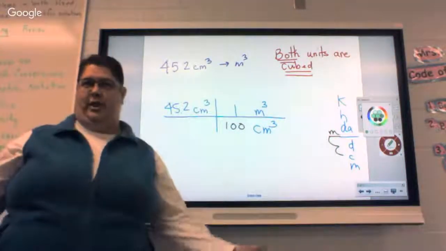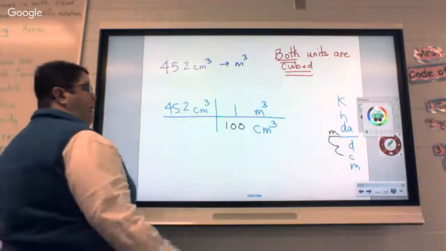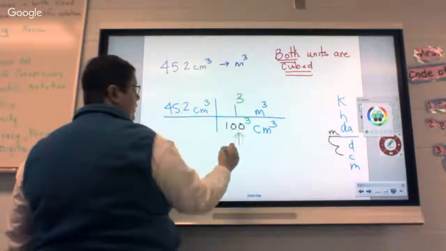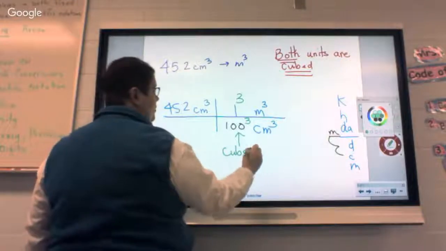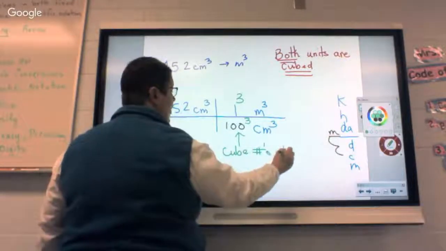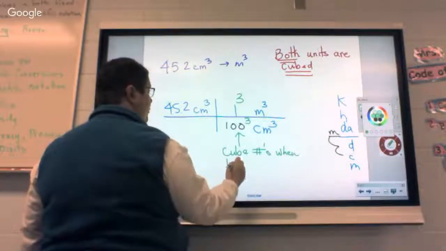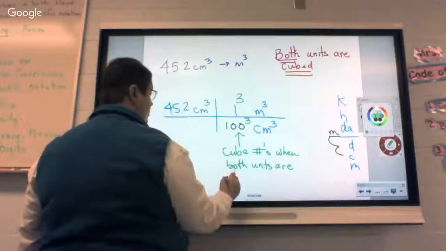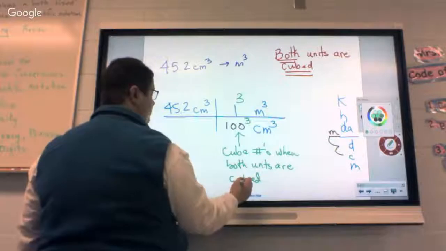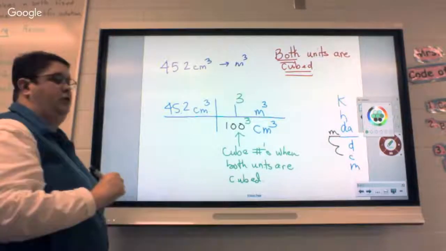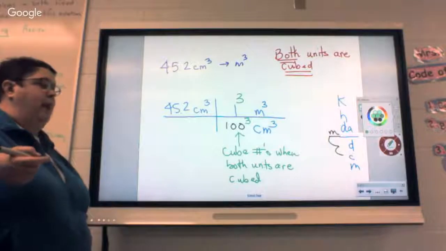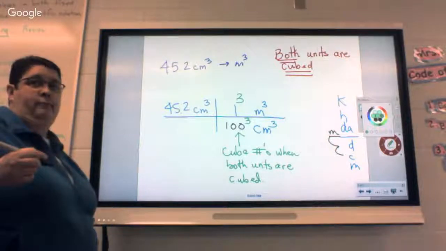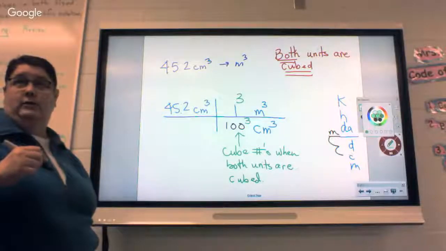Now, here's the new step, the only new piece you have. When both units are cubed, you cube the numbers. Okay? Cube the numbers when both units are cubed. You're going to cube the numbers when both units are cubed. You don't do this when it's only one. Okay? It's got to be both.